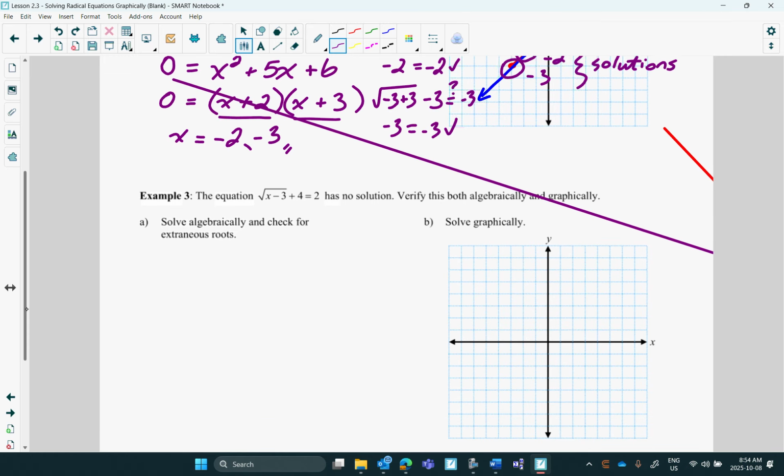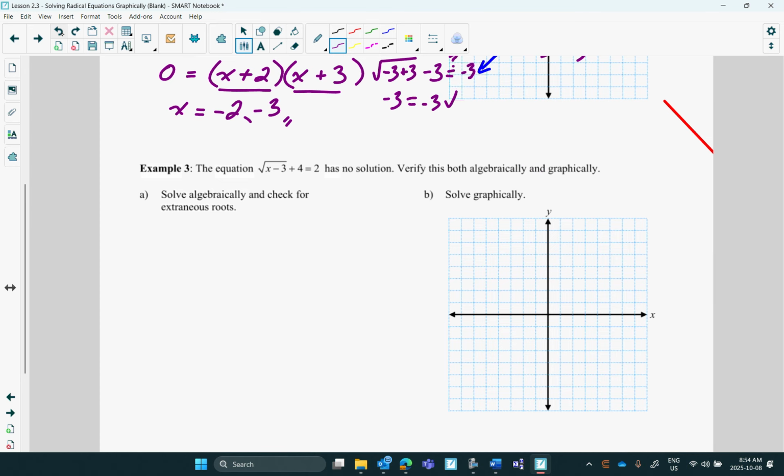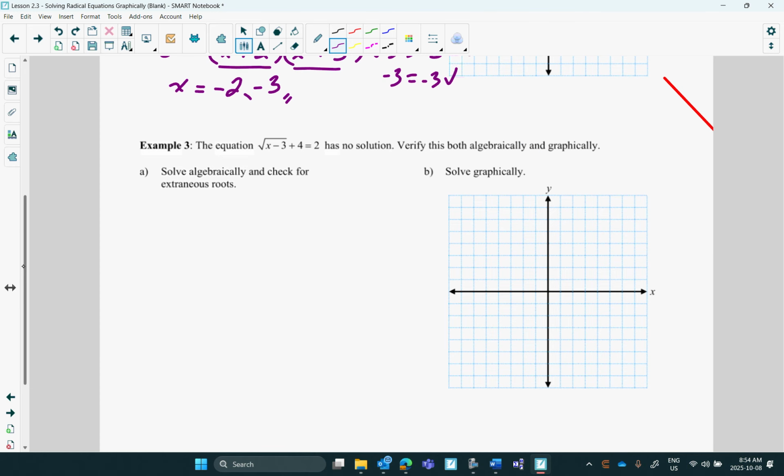One more example, and this I actually already talked a little bit about on the first page. What's the first thing I do in solving this? Move the 4 over to the other side to get the square root by itself. When I do that, 2 minus 4 gives me -2. Now I'm ready to square. Square and square root cancel each other out, and I'm left with x minus 3. And -2 all squared is 4. Add 3, x should be 7.